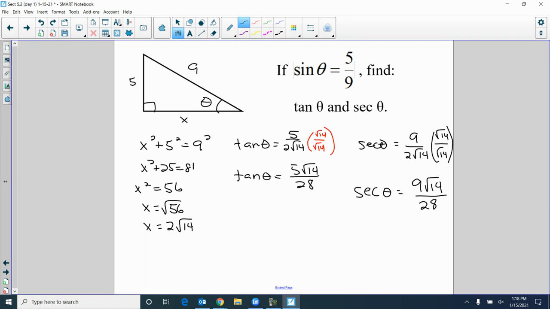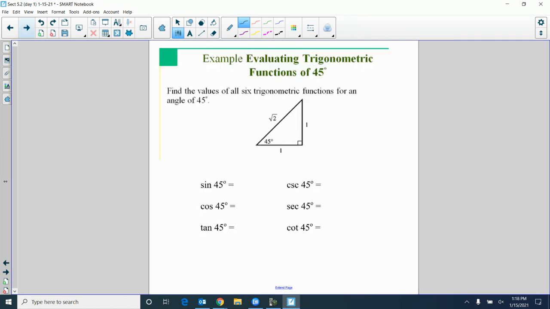Okay, that's for when we don't know what the angle is. We're given a couple sides. Now we want to move into knowing the angles, specifically 45-degree angle and then 30 and 60-degree angle. So we're going to start with the 45.